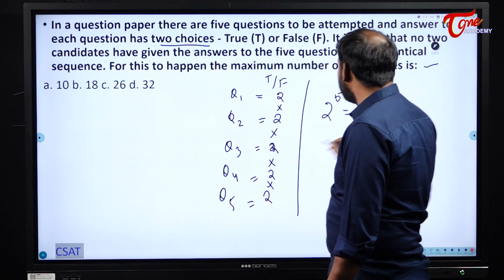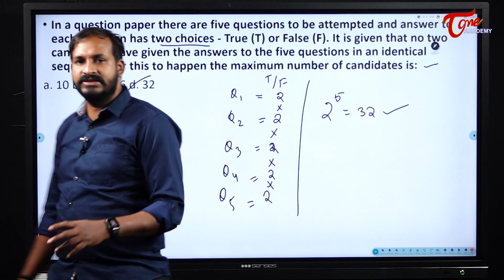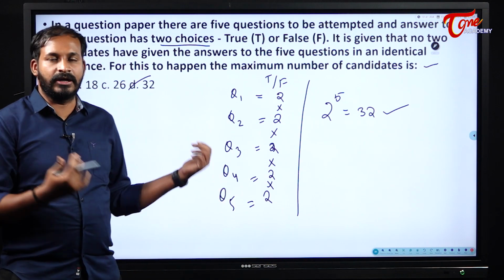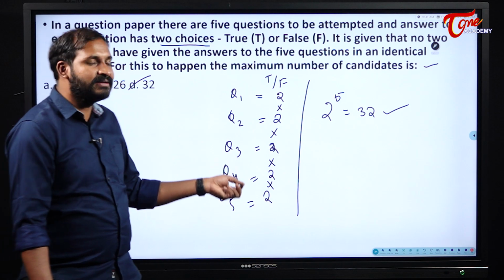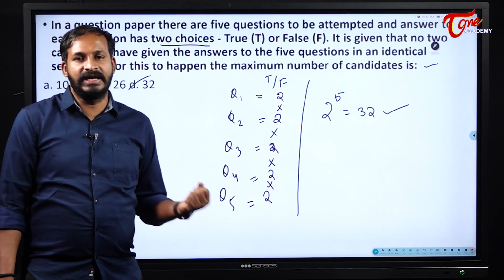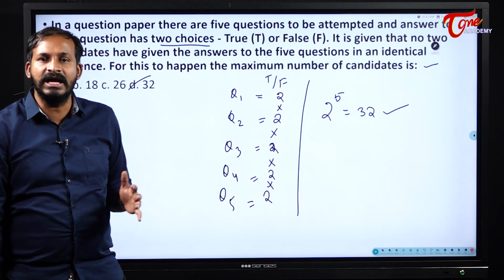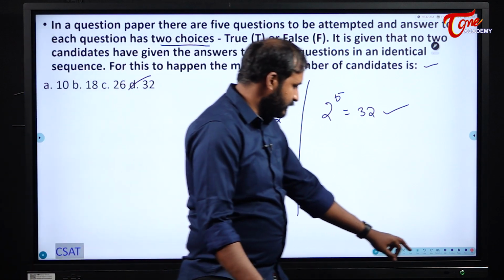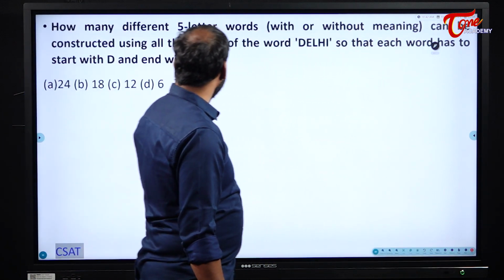That means in total, the maximum number of different ways of answers which we can accommodate here is 32. This is nothing but indirectly the number of ways of getting different answers, not the same answers in the pattern. Okay, next one.